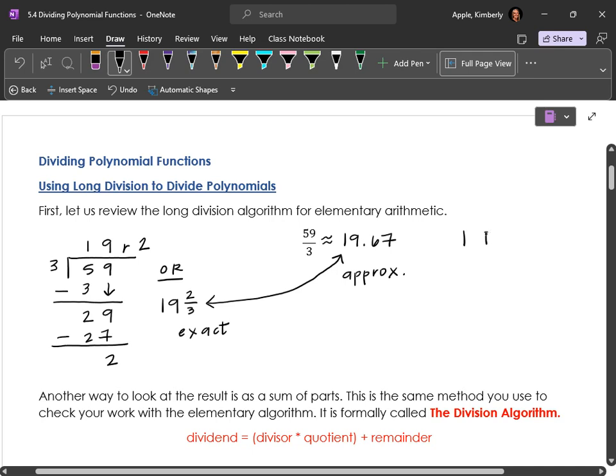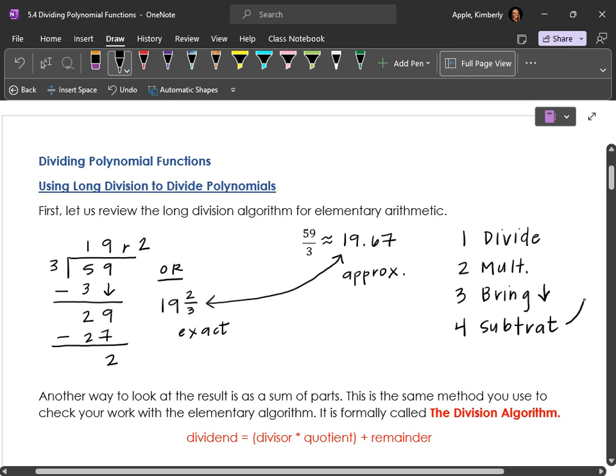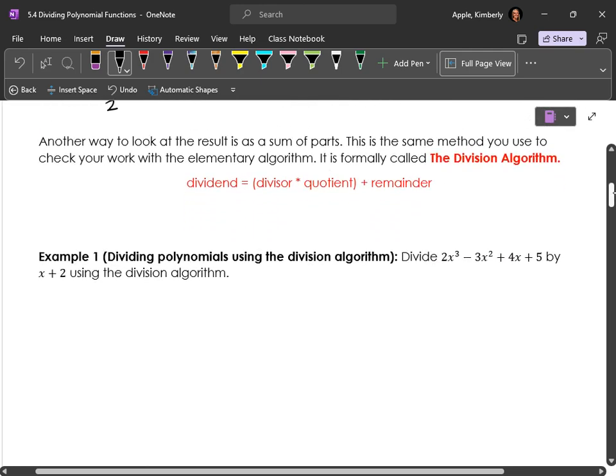And so we have these steps. We divide, we multiply, we bring down, we subtract, whatever. You know what I mean? And then we just come back and start the process over again. And so this sequence of steps may be helpful to you while you're working on the more complicated problems.